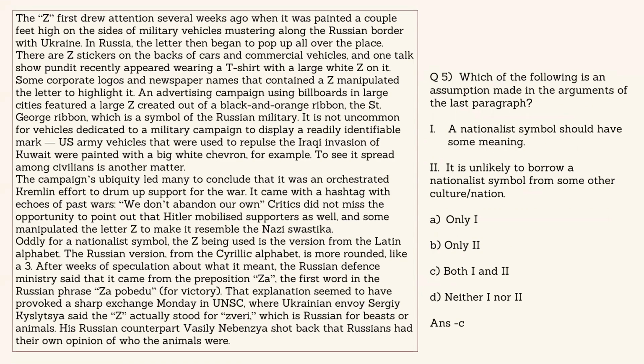Which of the following is an assumption made in the argument of the last paragraph? So what is the argument in the last paragraph? The argument is that using Z as a symbol by Russia, as a national symbol, is odd, because they have borrowed it from Latin. So the author is saying that using it because it is borrowed, it is odd. And then the argument is about what is its meaning. After a week of speculation about what it meant, people started to give it meaning. So that means people speculated about the meaning.